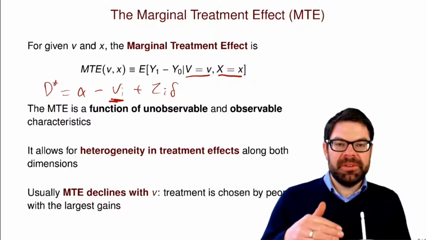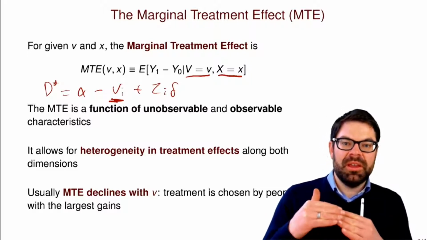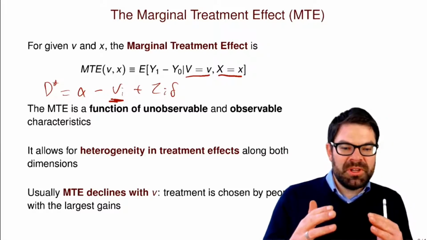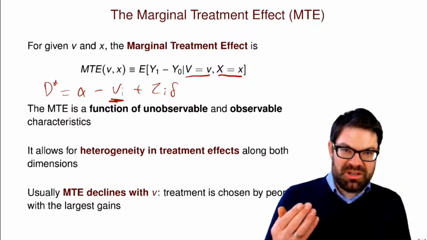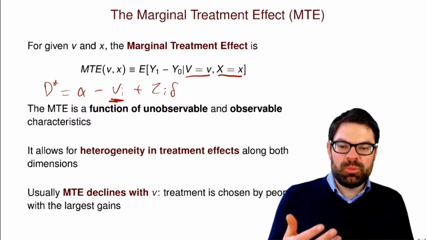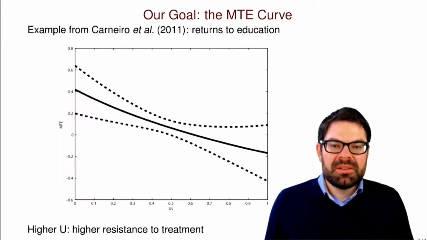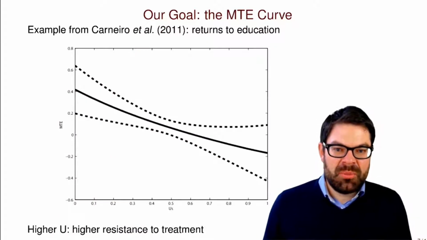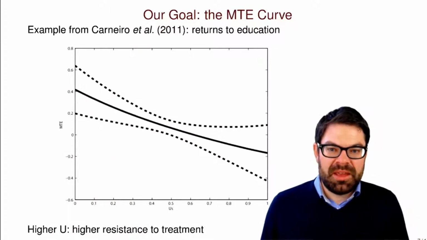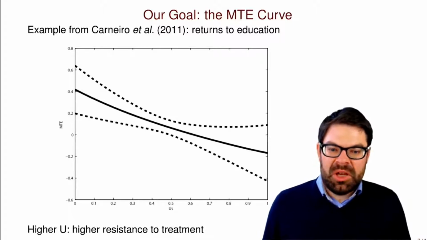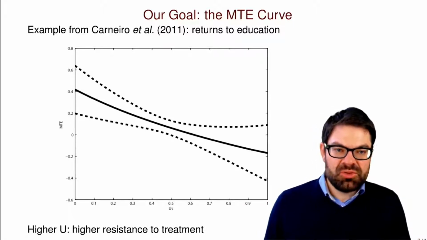And so typically we observe a downward sloping marginal treatment effects curve, which means that the treatment is typically chosen by the people who have the largest gains from the treatment, which is natural, right? So here is an example from a paper by Carneiro et al. And here what they're interested in is the wage returns to one more year of education.